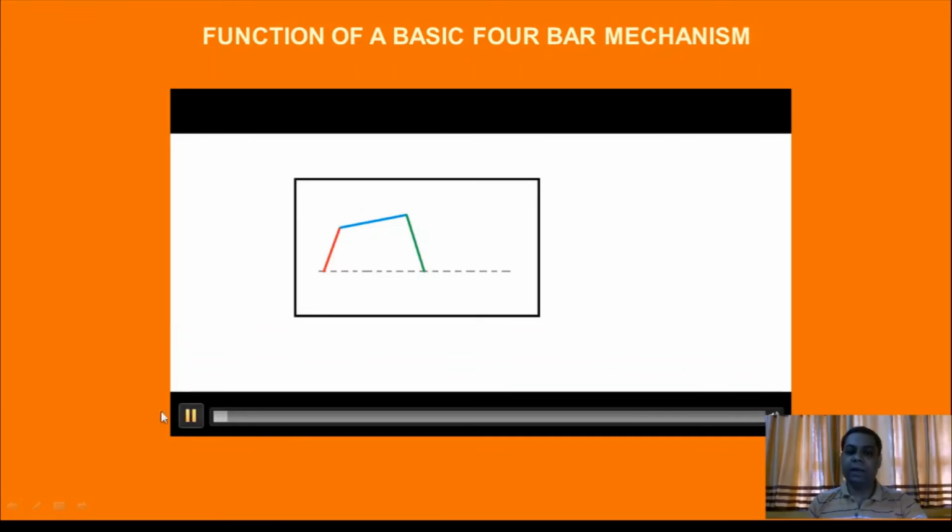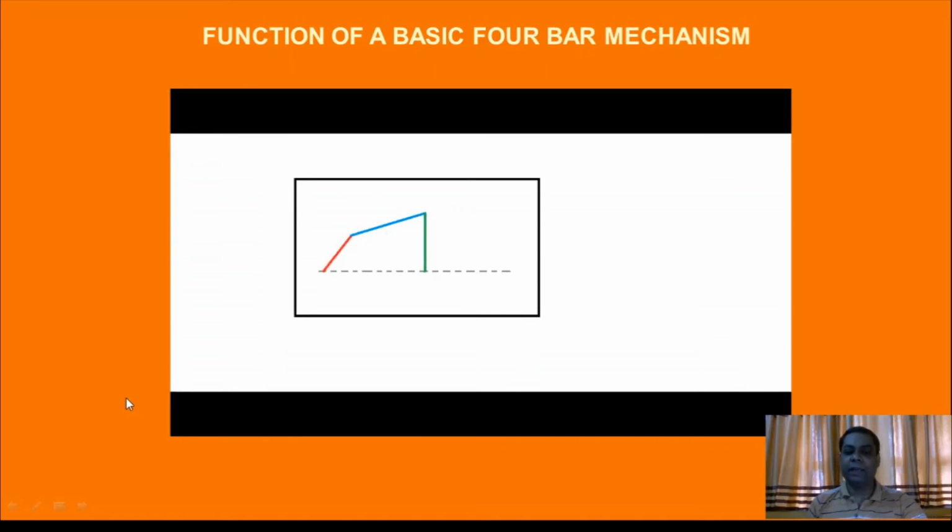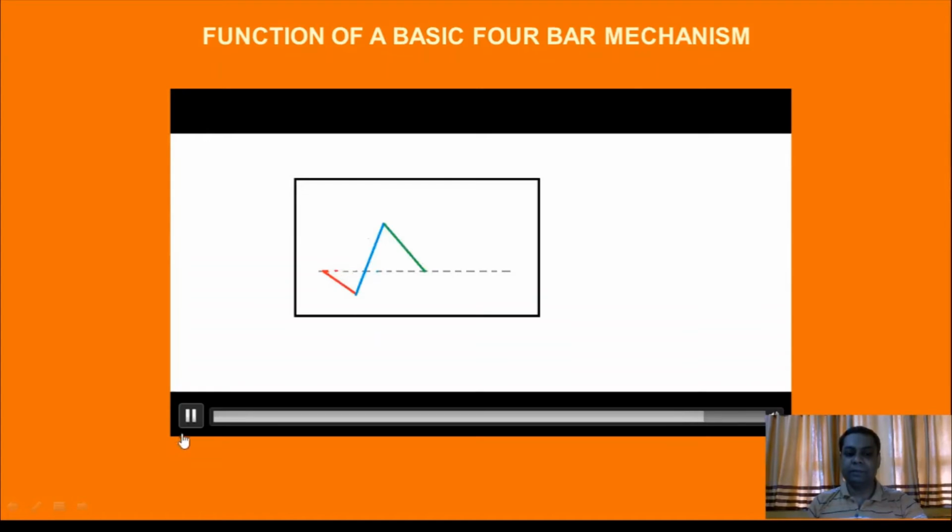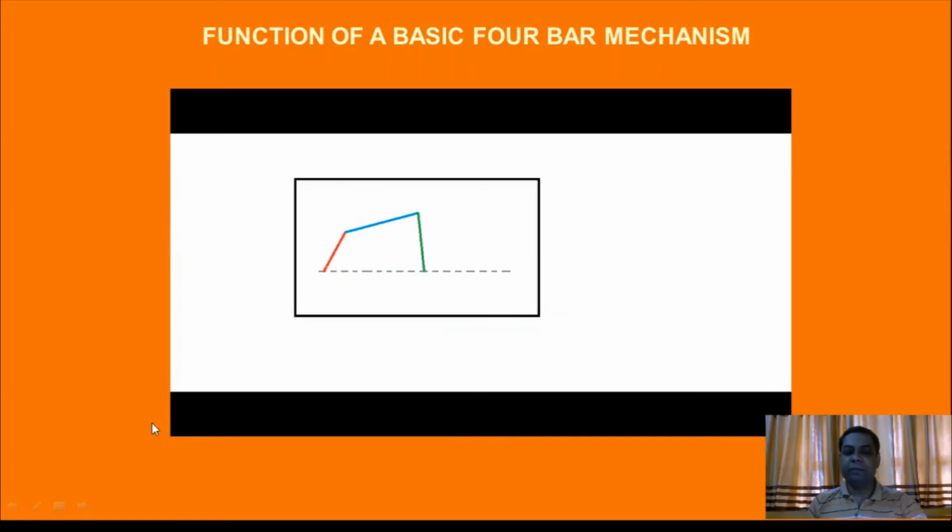So over here, if we start the video, we see that it is slowly moving in clockwise direction, and see the movement. We repeat the video. So over here all are very much connected, all are moving except the first link, that is the horizontal link.